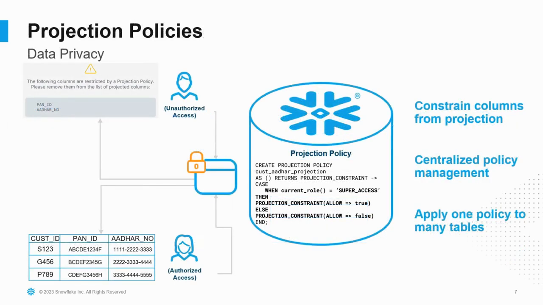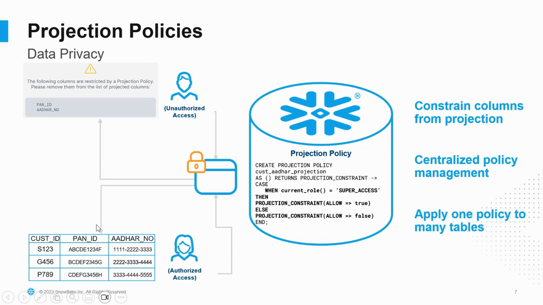Next thing is the projection policy. Okay. Projection policy is for when you don't want to project the column itself. You don't want someone to even query the column. So in that case, you want to constrain the column from projection. We use this policy. If anyone queries this column in particular, they will get an error saying that the column is restricted. This is a projection policy.